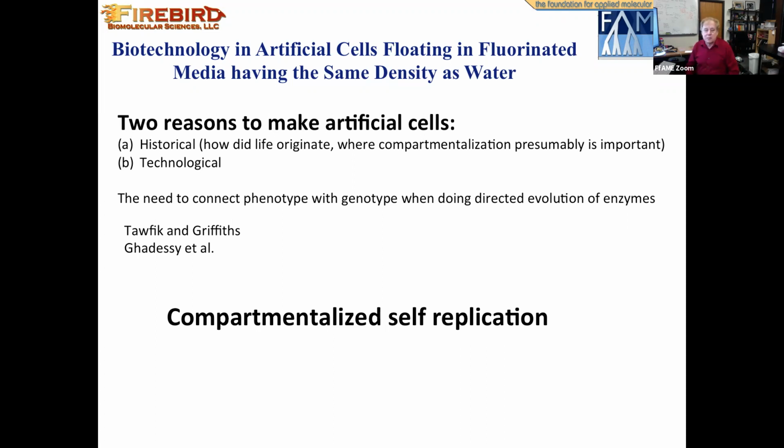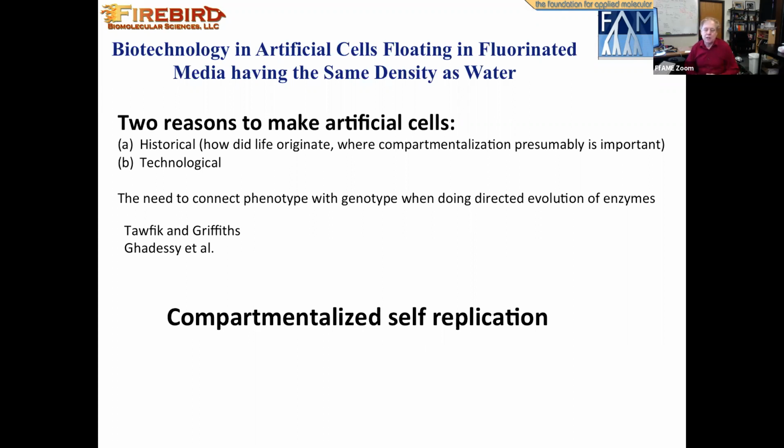The topic for today is biotechnology and artificial cells floating in fluorinated media having the same density as water. And as you know from your work with Kate, there are a couple of reasons to make artificial cells. One is a historical one, related to how life originated. It's presumed that compartmentalization is important because altruism is contrary to Darwinian evolution, as is parasitism.